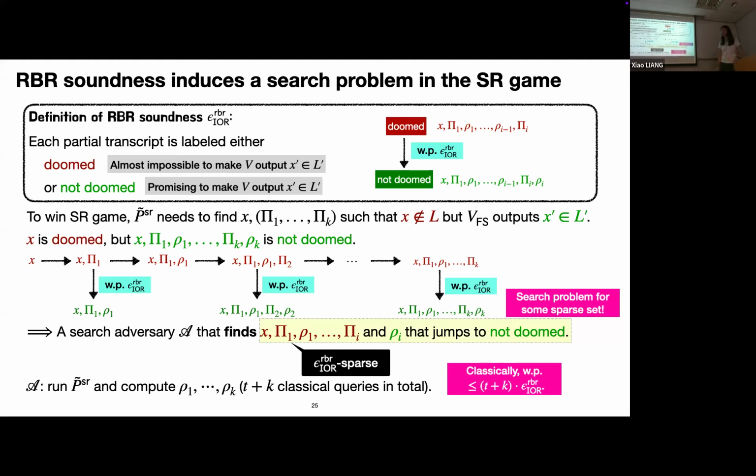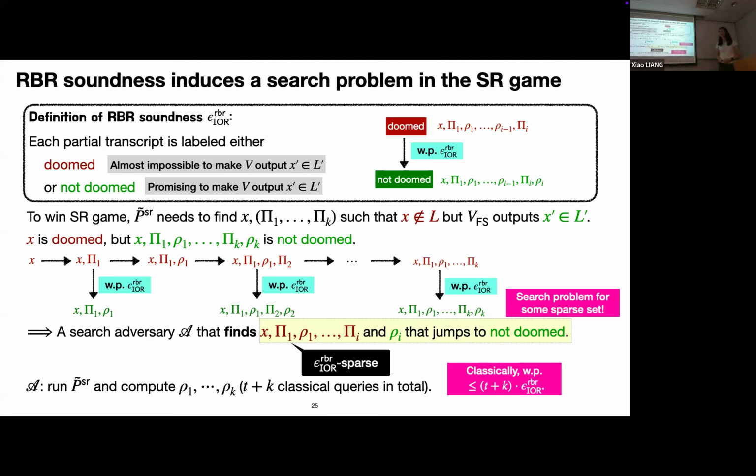Yes. Here, which set is sparse? So it's the set that jumps from something that's doomed to not doomed. And it could happen in any of the rounds. So it's any partial transcript where you find a point that it jumps from doomed to not doomed.